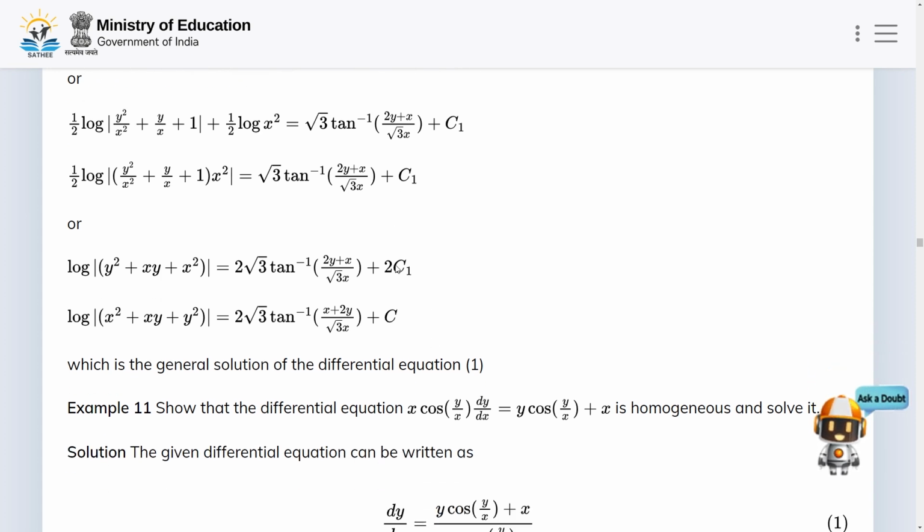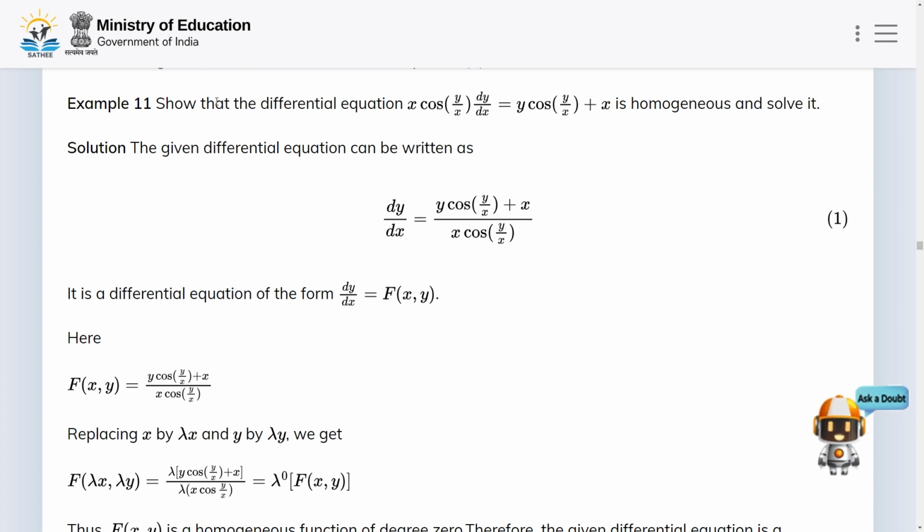Okay, let us move to the next example. Show that the given differential equation is homogeneous, and we have to solve it. In order to show this, you have two ways. One is to substitute x by lambda x and y by lambda y and show that lambda will be cancelled, or the lambda power will be 0. The other way is to show that you can write your right hand side expression as some function of y by x. Whatever you choose, you can choose.